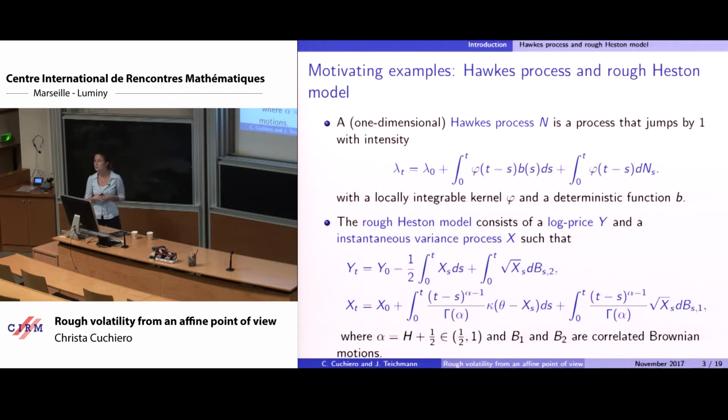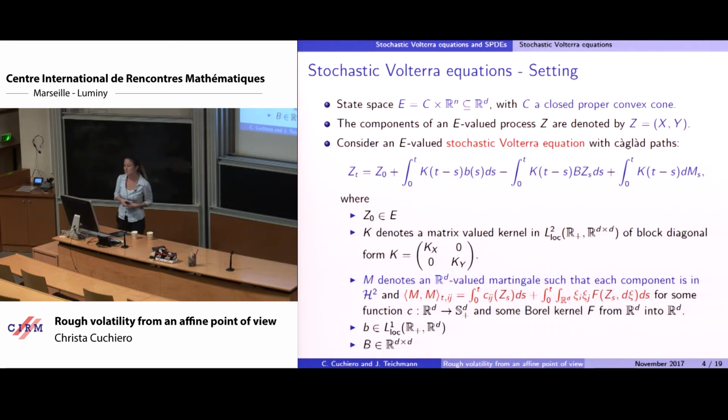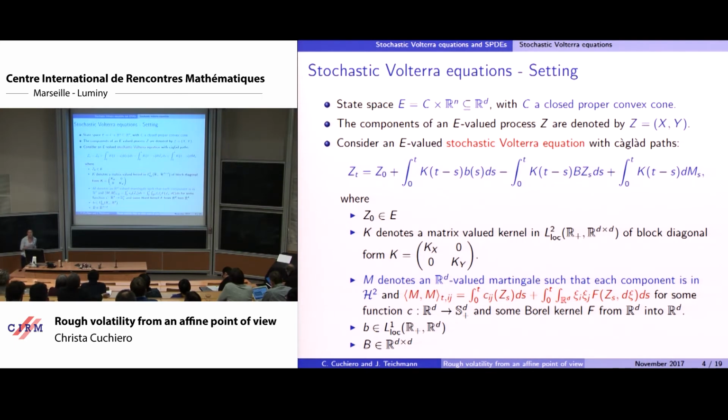Our goal is to unify these types of models in one framework, and this is the setting to do that. We have a state space E, which here is some closed proper convex cone C times R^n, in order to capture, for instance, the Heston model, where we have the log price being a component in R and the variance being a component in R plus. Notation-wise, we have this process Z, which lives in this product space, where the X component is the cone-valued component and the Y component is the R^n component.